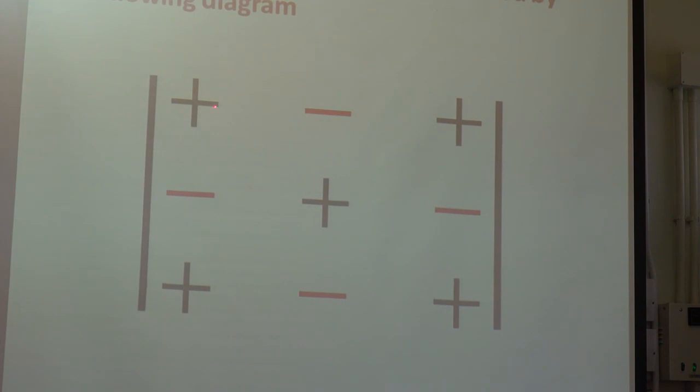This is A11, right? 11 means first row, first column. And this is A12, first row, second column, right? This is A13, first row, third column. And this is A21, right? Second row, first column.